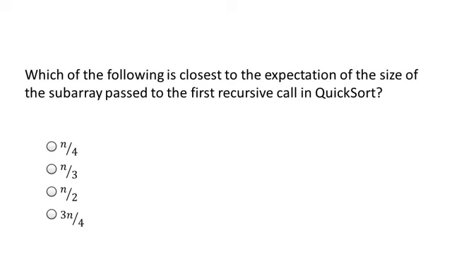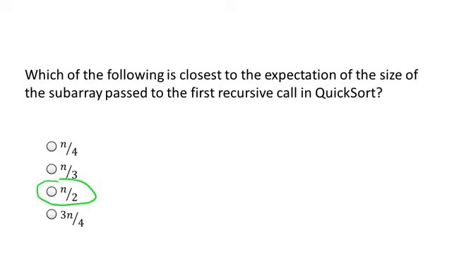So the second quiz covers the second random variable we identified. Now we're back to quicksort and the random pivot chosen in the outermost call. And the question is, how big on average, in expectation, is the subarray in the first recursive call? Equivalently, on average, how many elements are going to be less than the randomly chosen pivot?